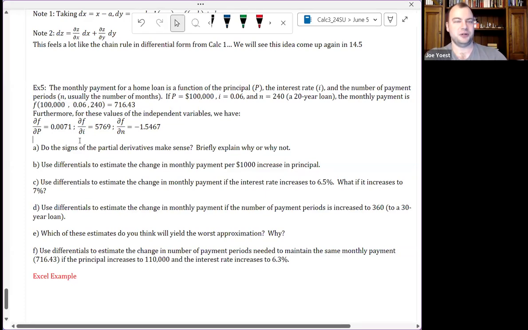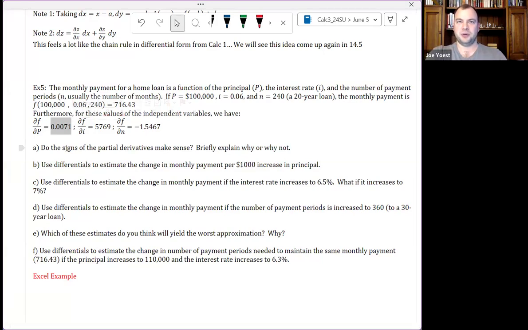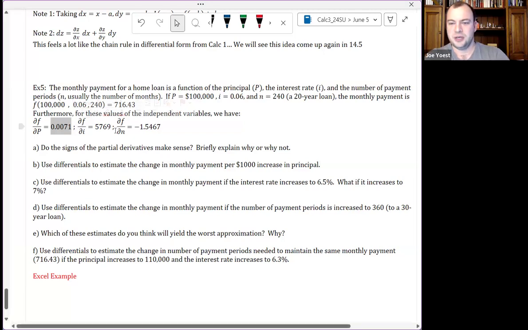First, do the signs make sense? It's always a good thing to check. I've given you a lot of information here. Does this seem to be reasonable? If I increase the principal, if I borrow more money, having a positive number associated with that partial derivative means that I should pay more money per month. If I borrow more, I should pay more per month. That seems to check out. If my interest rate increases, if I have to pay more interest, my partial with respect to the interest rate is positive. If I have a higher interest rate, I should have to pay more money per month in order to pay off the loan in 240 months.